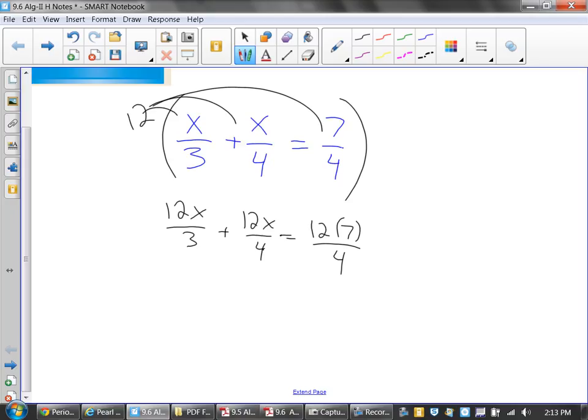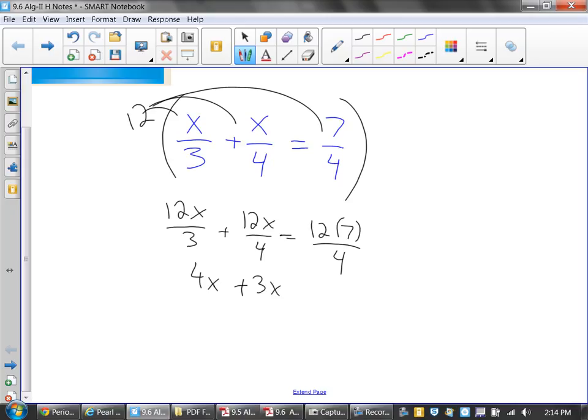So you don't do it in the denominator? Oh, because it's 12 over 1. Correct. Now, each one of those individual terms are monomials. 12 times x divided by 3, that's a monomial. I can simplify that. What's 12x over 3? 4x. What's 12x over 4?